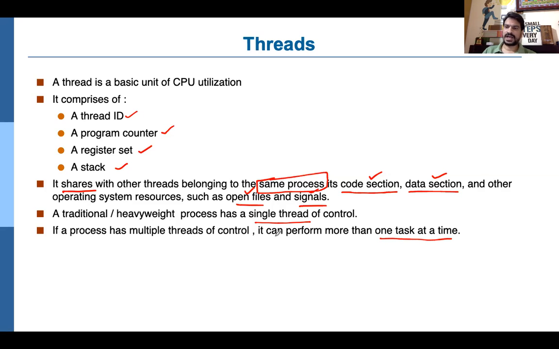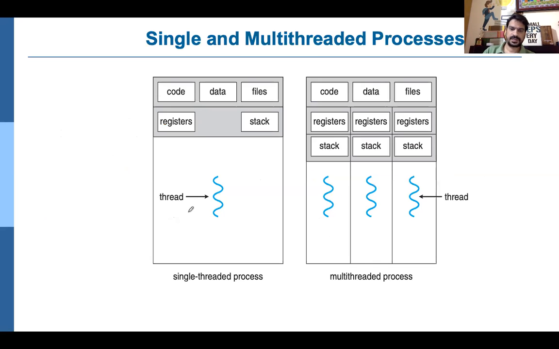With the help of parallelism, it can achieve it. Let's see with the diagram, and we understand what we mean by a traditional heavyweight process which has only a single thread, and what we mean by a process which will have multiple threads. So this is the diagram which will tell you that we have a single threaded process.